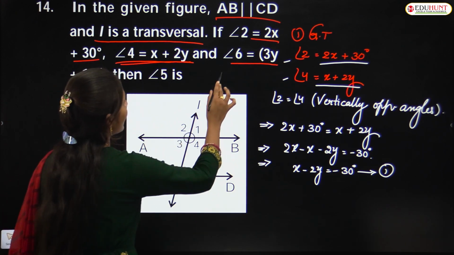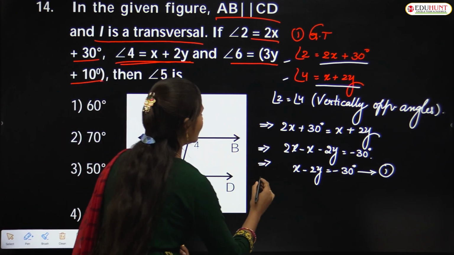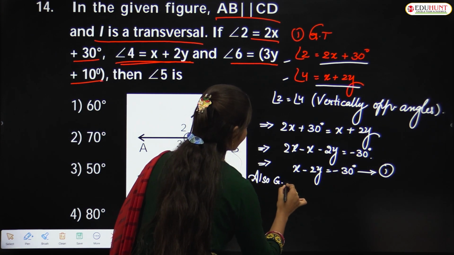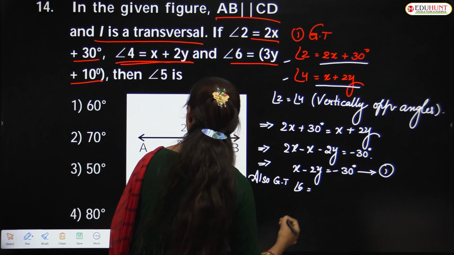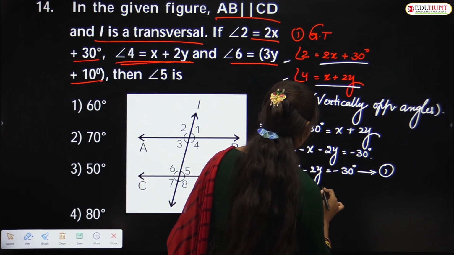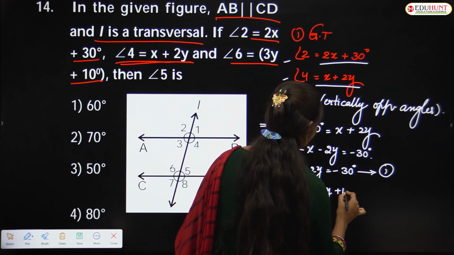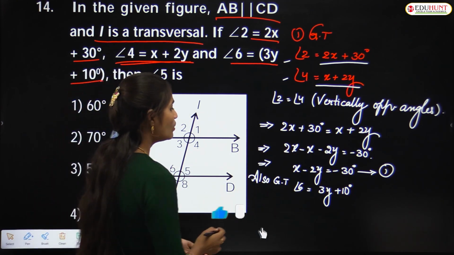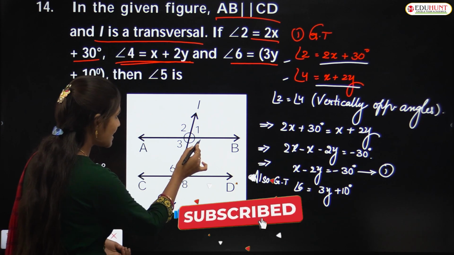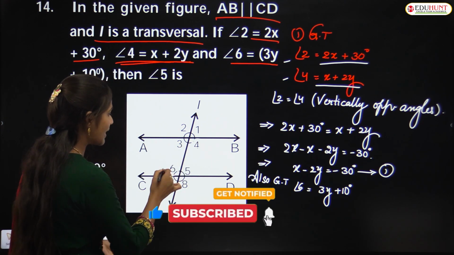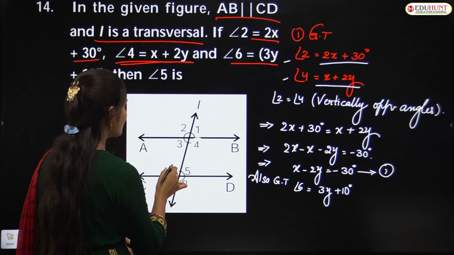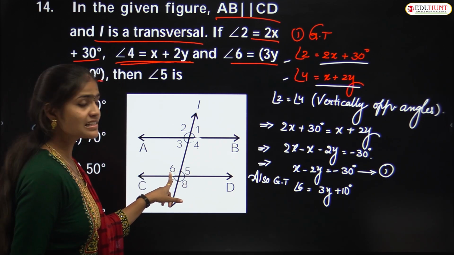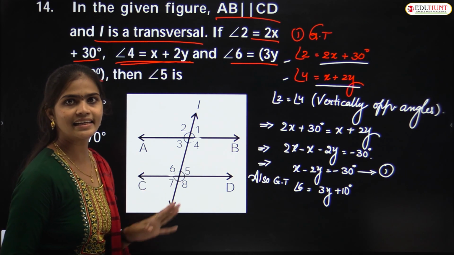What is given next? Angle 6 is equal to 3y plus 10 degrees. That is the given equation. So when you observe angle 6 and angle 4, what can we observe here? Angle 4 and angle 6 are alternate interior angles.